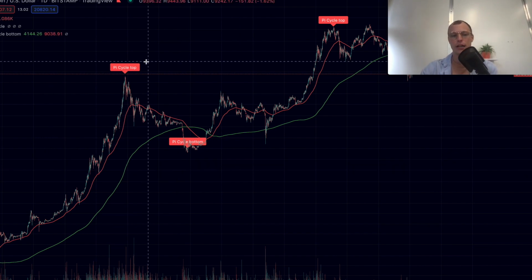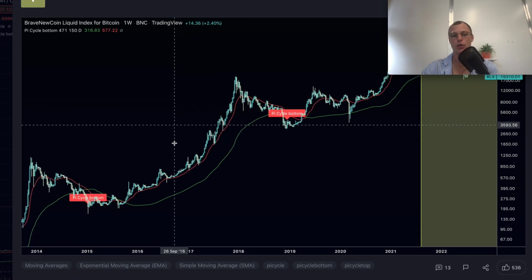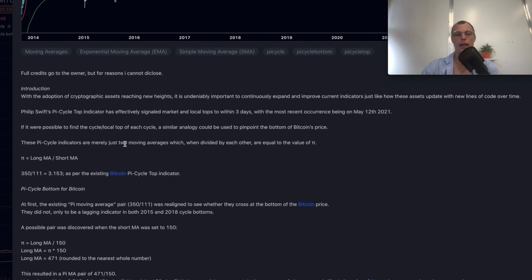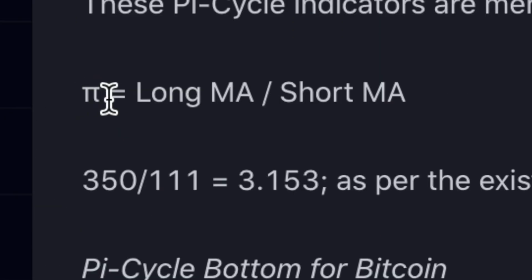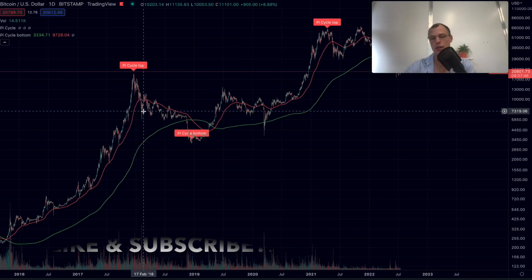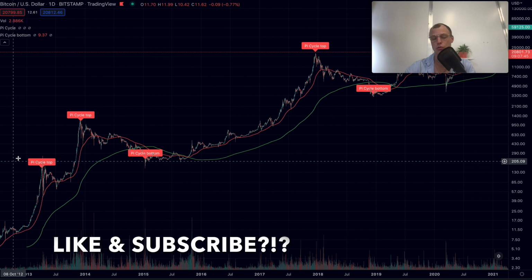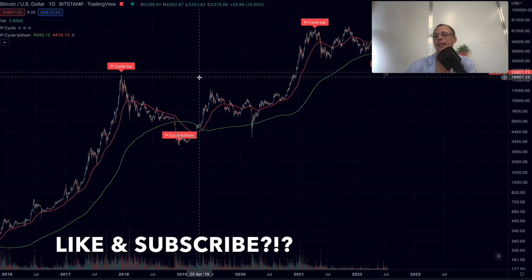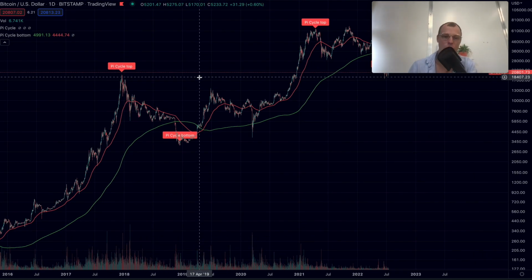If we have a look at the Pi cycle indicator, we can look at this one right here, and here we can see the formula. Pi is the long moving average divided by the short moving average. The normal Pi cycle top indicator is the moving average of 350 on the daily time frame divided by 111. You get the number pi, and that is basically how they calculated these tops through the Pi cycle top indicator, which is just two moving averages. When you divide them by each other, you get pi.